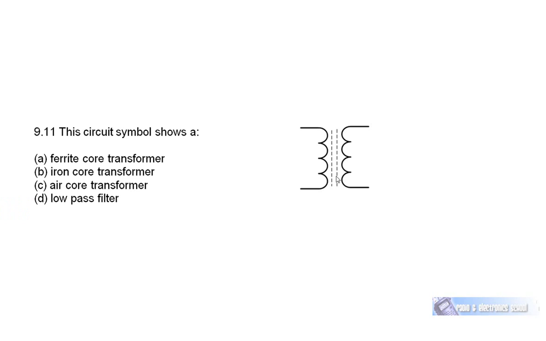This symbol in question 9.11 is a ferrite core transformer. It's ferrite core, it's a transformer, I think you would probably realize that. It's ferrite core because of the dashed symbol in between the primary and the secondary. This is the primary, this is the secondary. These dashed lines indicate a ferrite core. If they were solid lines, it could be an iron core or a laminated iron core. If it were air core, there would be no lines in the symbol at all. It's certainly not a low-pass filter. That is the symbol of a ferrite core transformer.